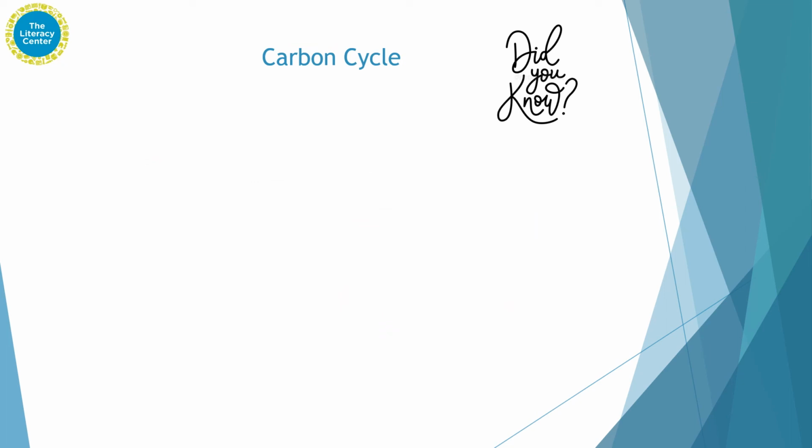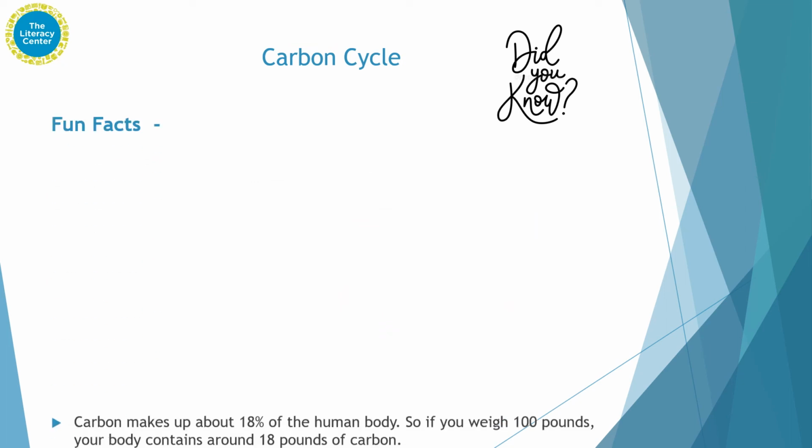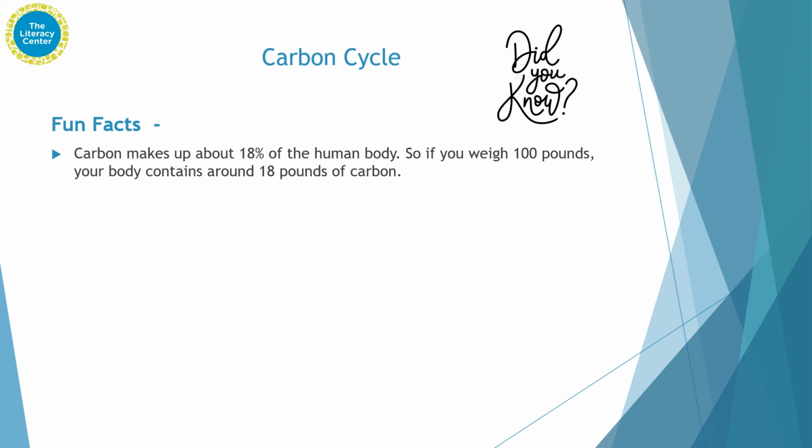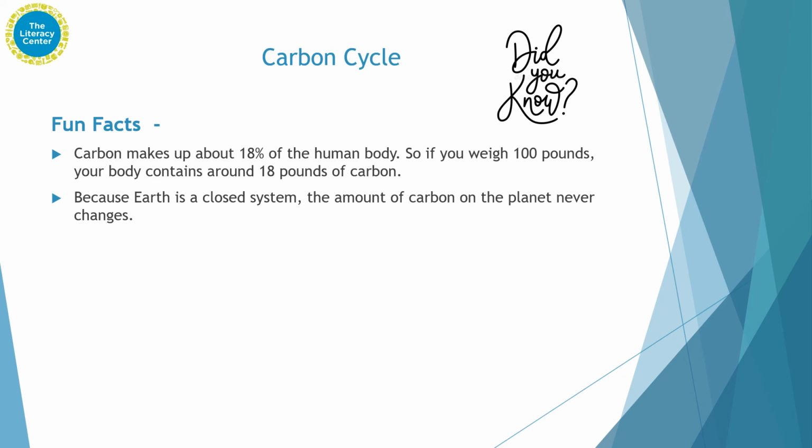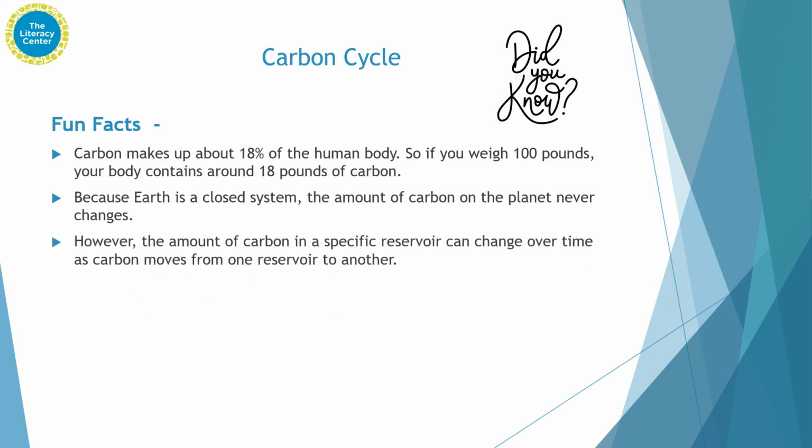So let's explore some fun facts about the carbon cycle. Carbon makes up about 18% of the human body. So if you weigh 100 pounds, your body contains around 18 pounds of carbon. Isn't it interesting? Because Earth is a closed system, the amount of carbon on the planet never changes. However, the amount of carbon in a specific reservoir can change over time as carbon moves from one reservoir to another.